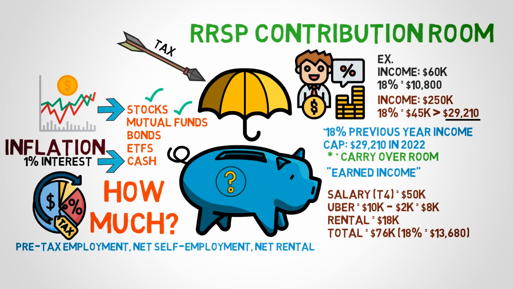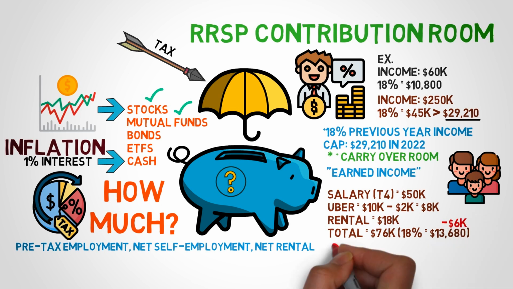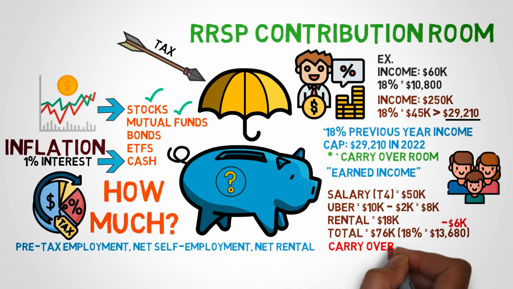Now take 18% of that total and your RRSP room will be $13,680. Now, a lot of people won't be able to contribute that much to their RRSP, especially if they have a young family or they're just starting out in their career. So let's say they can only contribute $6,000. The room that is left, the $7,680, would carry over to next year.